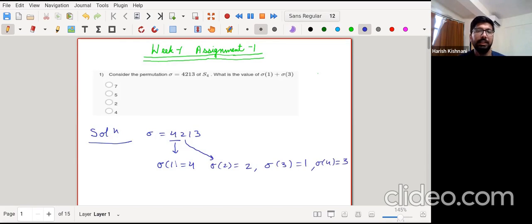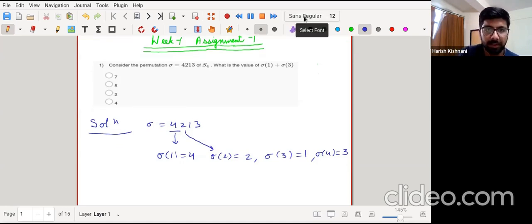The question says consider the permutation sigma 4213 of S4, meaning the group of permutations in 4 symbols. And we need to calculate the value of sigma 1 plus sigma 3. So it's obvious from whatever I have written that sigma 1 is 4 and sigma 3 is 1. So what answer do you guys expect? 4 plus 1 is 5, right? So option B is correct, that is 5. Okay, so it's an easy question to start.